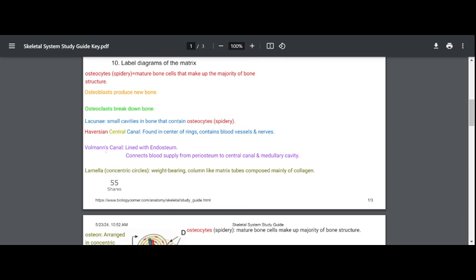The Volkmann's canal is lined with endosteum, connects blood supply from periosteum to central canal and medullary cavity. Okay. Lamella are concentric circles. Larissa, can you get that for me? Lamella are concentric circles which are weight-bearing, column-like matrix tubes composed mainly of collagen.